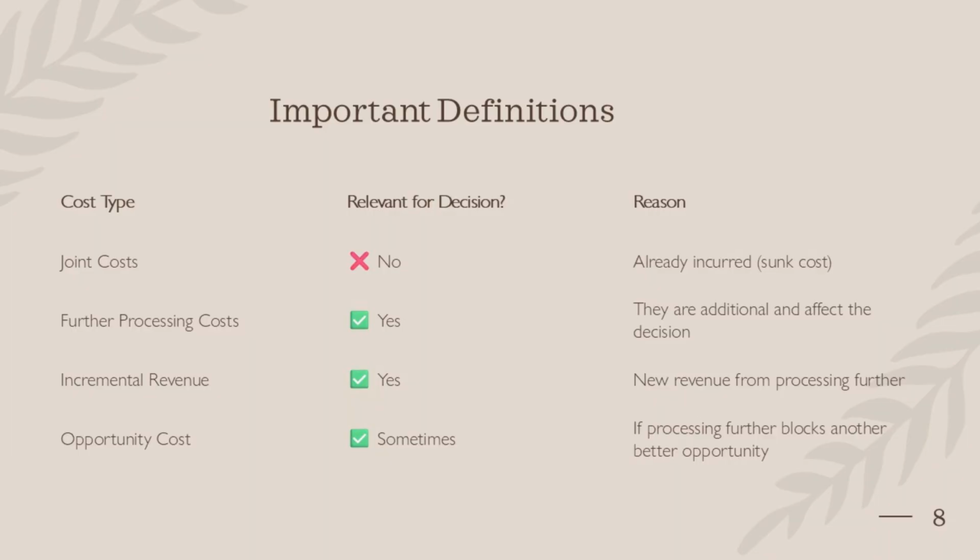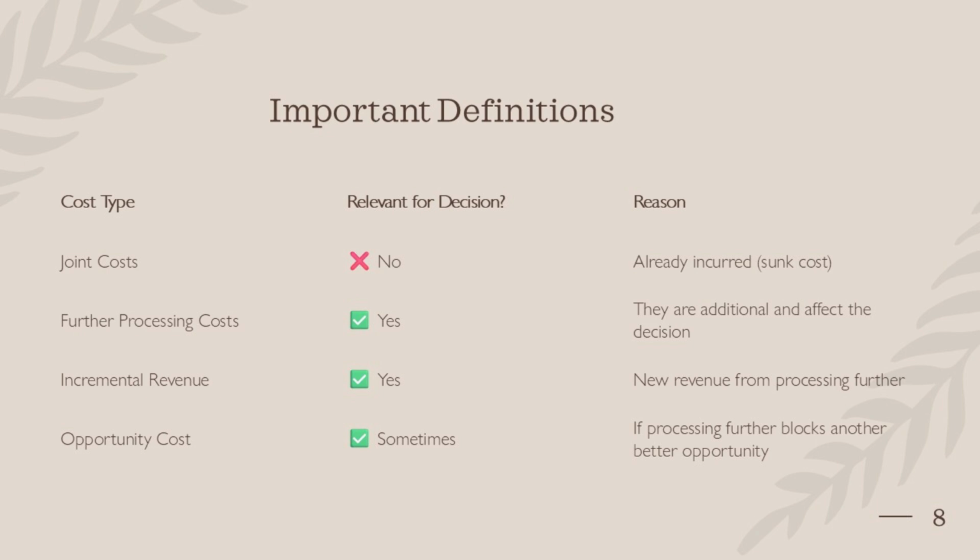Relevant costs to consider. Joint costs are not relevant for the decision because they are already incurred and are considered sunk costs. Further processing costs are relevant since they are additional and will affect the decision. Incremental revenue is also relevant, as it's the new revenue from processing further. Opportunity cost is sometimes relevant, especially if processing further blocks another, possibly better opportunity.